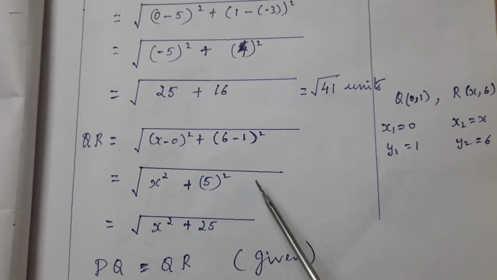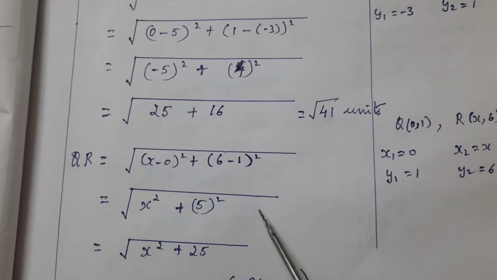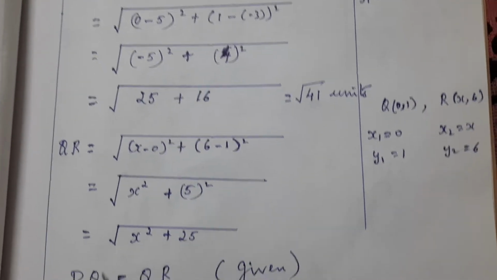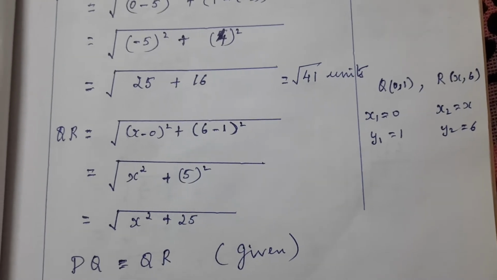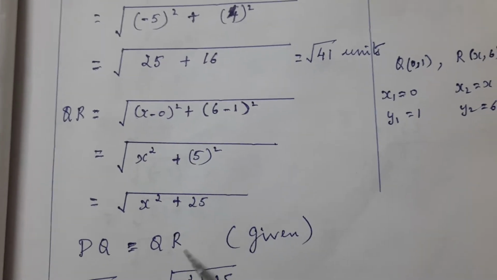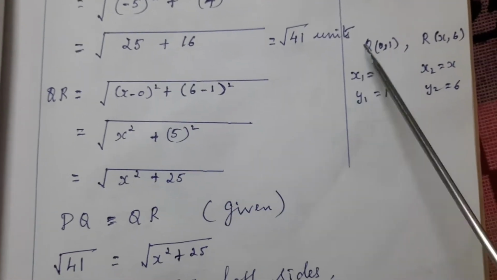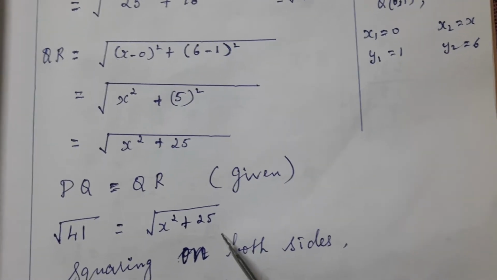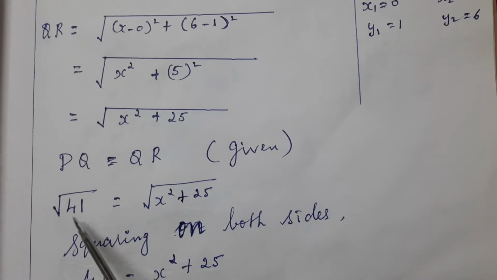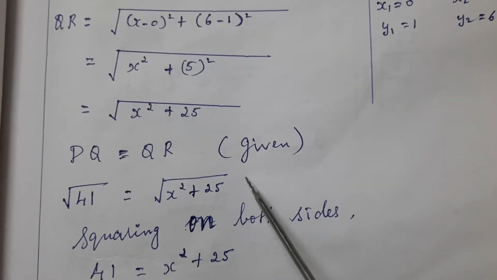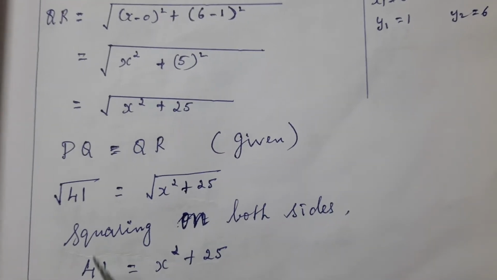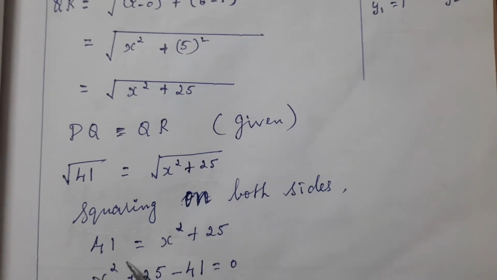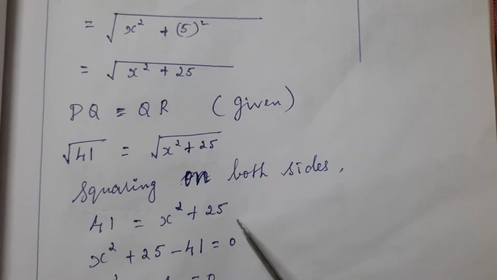So now we know that PQ is equal to QR because this Q is equidistant from P and R. So PQ is equal to QR. So we are equating these two values. Root of 41 is equal to root of x square plus 25. Since we have a root on both sides, we have to square it so that we can remove the root. So squaring on both sides, we get 41 is equal to x square plus 25.